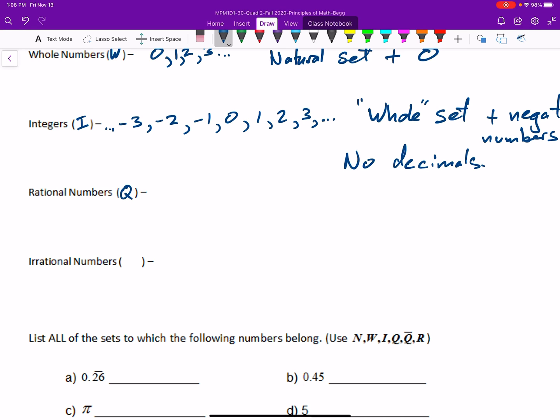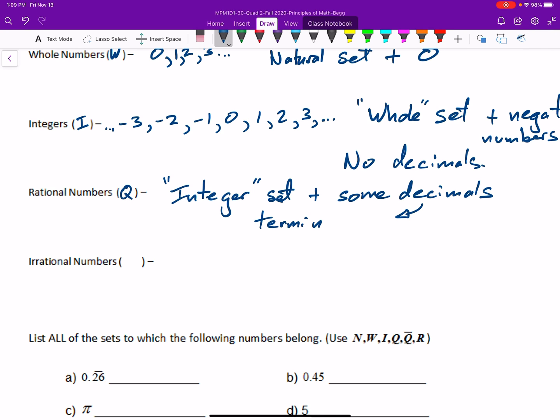So it's the integer set plus some decimals. Which decimals? The ones that can be written as fractions. How do we know if a decimal can be written as a fraction or not? Well, decimals that terminate or repeat.